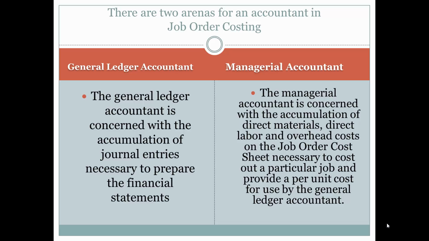There are two arenas for an accountant in job order costing. One arena is the general ledger accountant, and the other one is the managerial accountant. Typically, these are separate duties, or two separate people perform these duties. The general ledger accountant is concerned with the accumulation of journal entries necessary to prepare the financial statements. The managerial accountant is concerned with the accumulation of direct materials, direct labor, and overhead costs on the job order cost sheet. This is necessary to cost out a particular job and provide a per unit cost for use by the general ledger accountant.